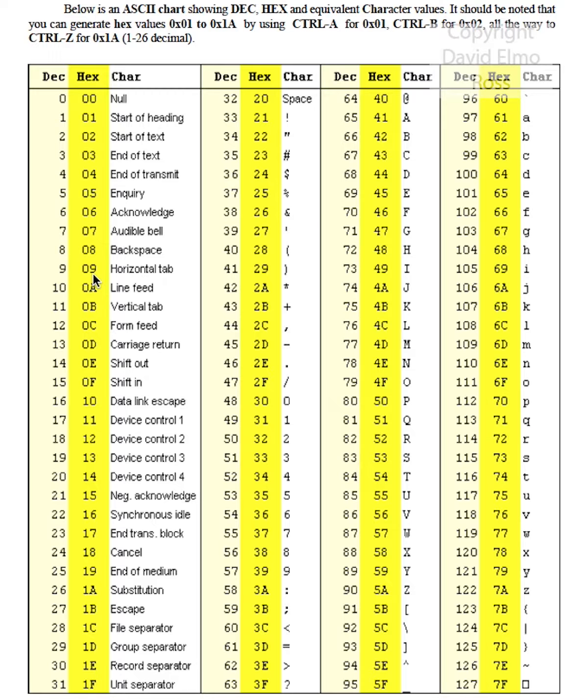Control I, which is the 9th letter of the alphabet, is a tab, which will make it go to the next tab position. So if your tab key stops working, you can do Control I. Control J is a line feed, which will move you vertically straight down without any horizontal movement.